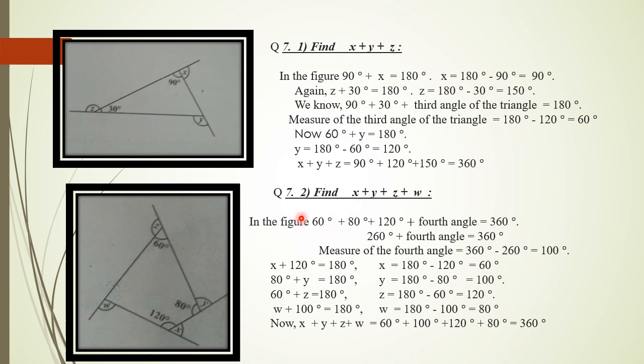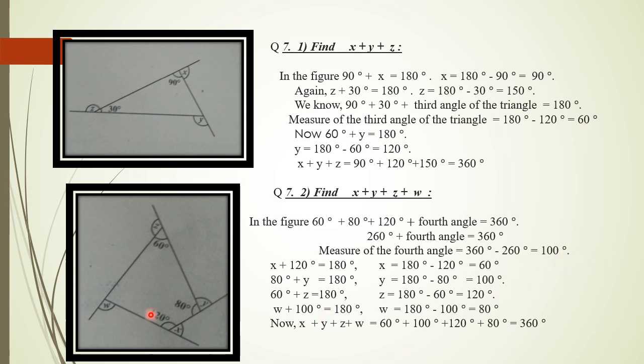Question number 7, second one. Find x plus y plus z plus w. Here we have a quadrilateral. In this quadrilateral we have got three measurements: 60 degree, 80 degree, 120 degree, and the fourth measurement is not given. That we can find out by subtracting from 360 the sum of these measurements. So in the figure we can write 60 degree plus 80 degree plus 120 degree plus the fourth angle of the quadrilateral is equal to 360 degree. Adding these three measurements we get 260 degree, and that plus the fourth angle is equal to 360 degree. Therefore the measure of the fourth angle is equal to 360 minus 260, which is equal to 100 degree.